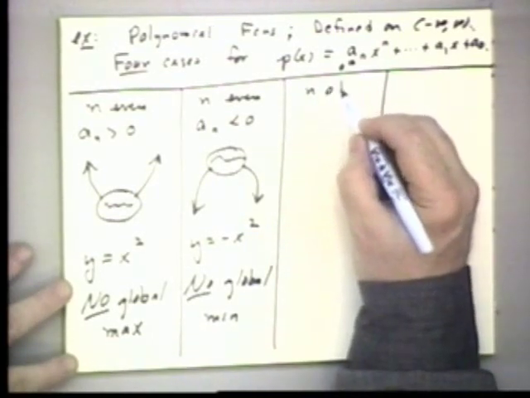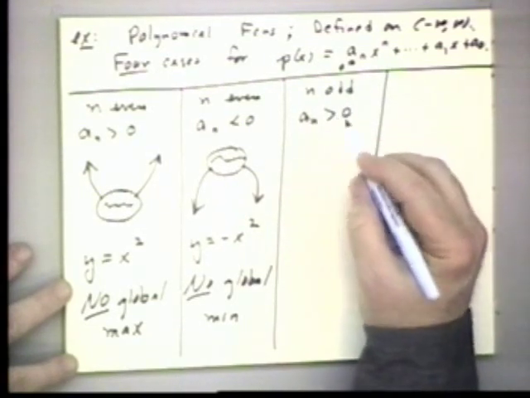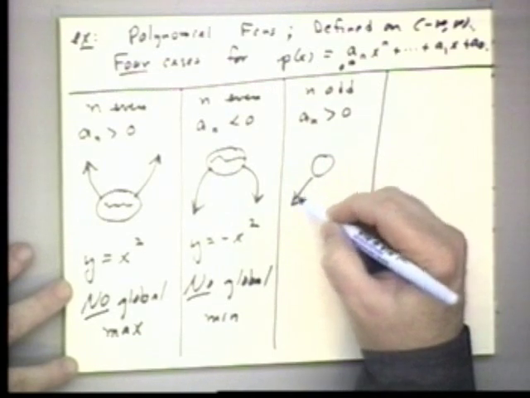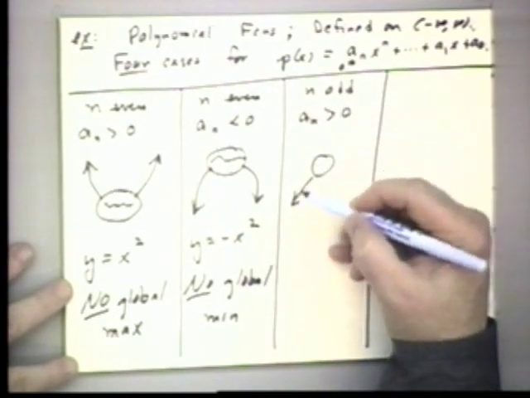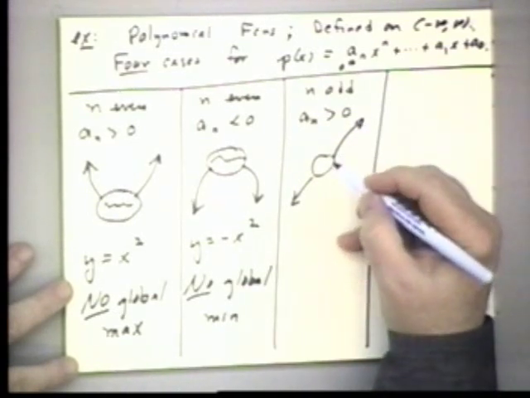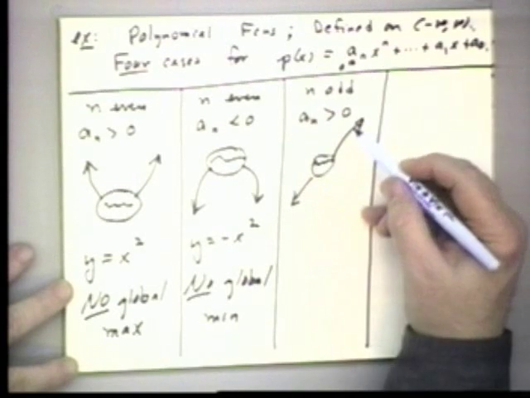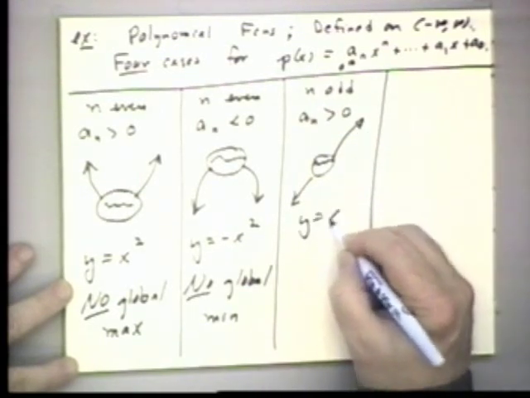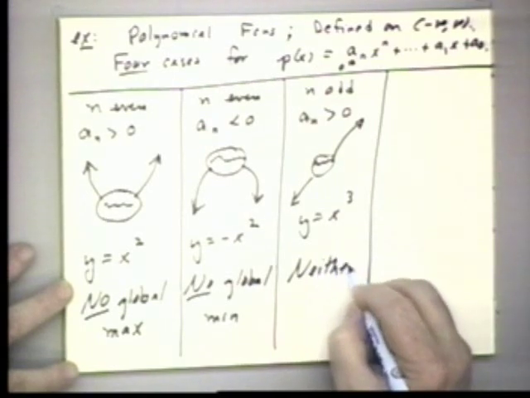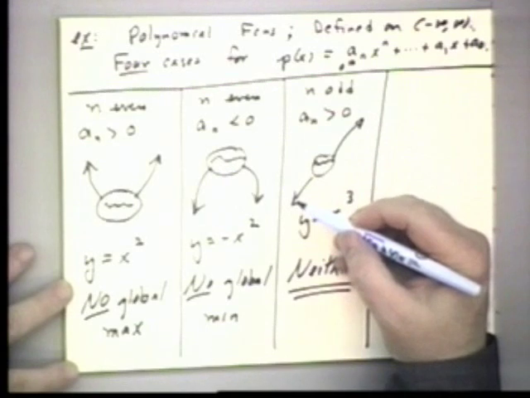If n is an odd power and the leading coefficient is positive, then what happens is on the left you've got a function that is negative, and so down this way, and on the right it goes up to plus infinity in that direction. So it might be doing something else in the middle. I don't care. I'm looking at the two ends. y equals x cubed is a perfect example. This is a case that has neither a global maximum, so there's no highest point, nor a global minimum.